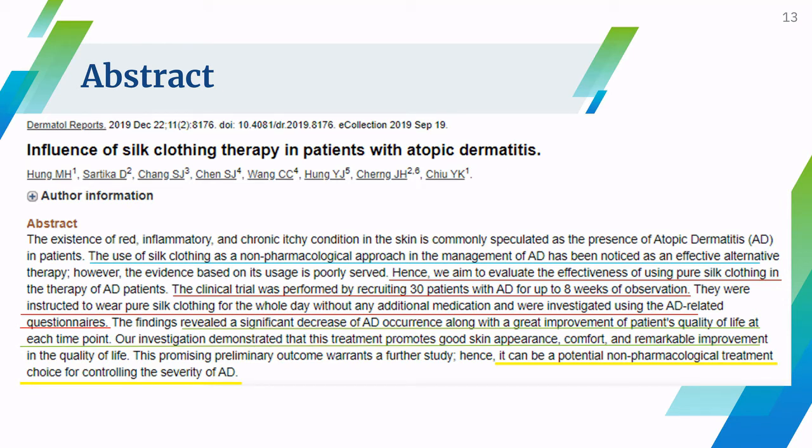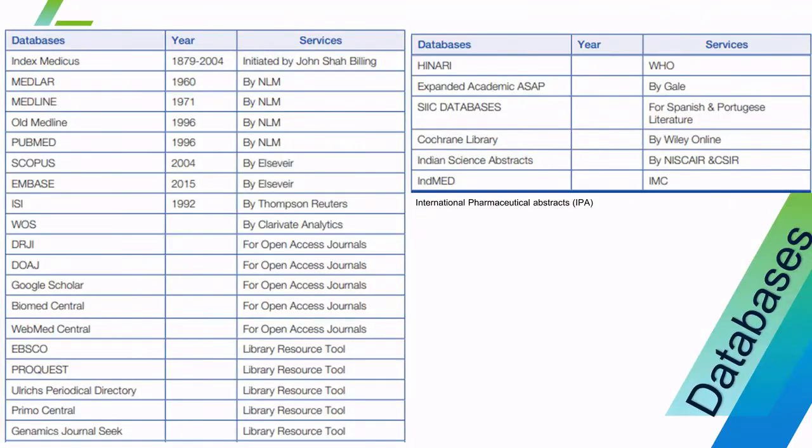The conclusion is underlined with yellow color. It says that after this study we can conclude that silk fiber treatment can control severity of atopic dermatitis. Now you can understand that why indexing and abstracting services are called databases. Here is a complete list of biomedical databases.